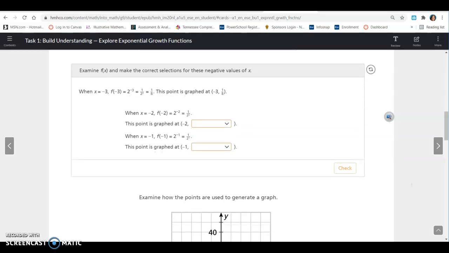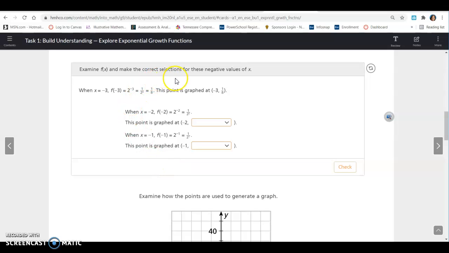All right. It says explain f of x and make the correct selections for these negative values of x. All right, when x equals negative 3, f of negative 3, so f of x equals 2 to the negative 3 power, and that equals 1 over 2 to the third, or 1/8. Remember, we looked at properties of exponents, and this is one of your properties of exponents. This point is graphed at negative 3, 1/8. All right, so when x is negative 2, f of negative 2 equals 2 to the negative 2 power, and that equals 1 over 2 squared. So negative 2, 1 over 2 squared is 1/4.